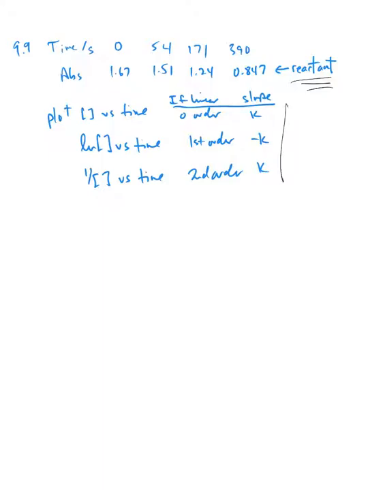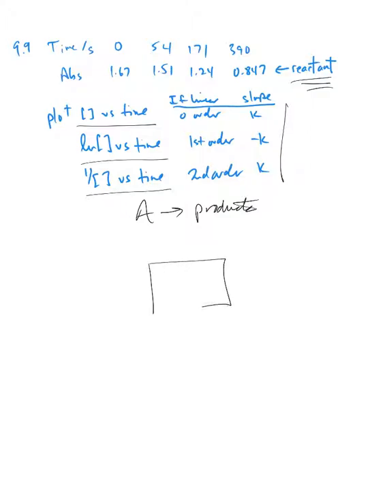And so I wrote a little summary here of the plots that you've learned to determine if you have some reactant A going to products. Zero order dependence will give you a line if you plot the concentration versus time. First order is the natural log of the concentration versus time, and second order is 1 over the concentration versus time. It turns out, if you use Excel to do this plot, you will get a linear plot for the natural log of, in this case, absorbance versus time.